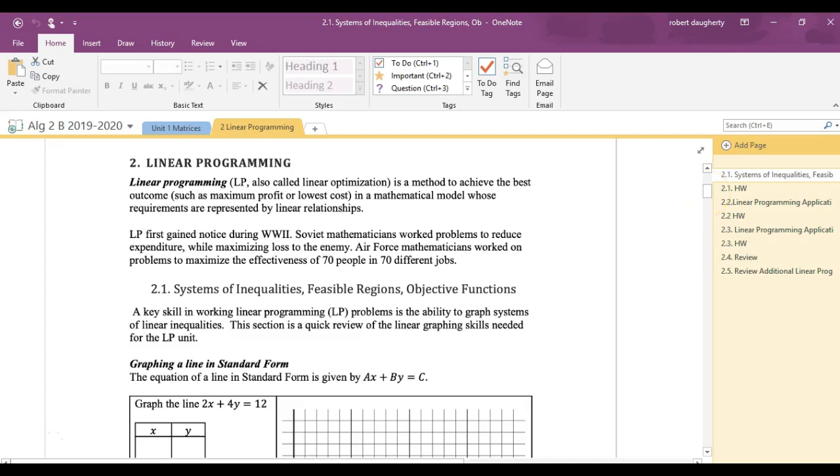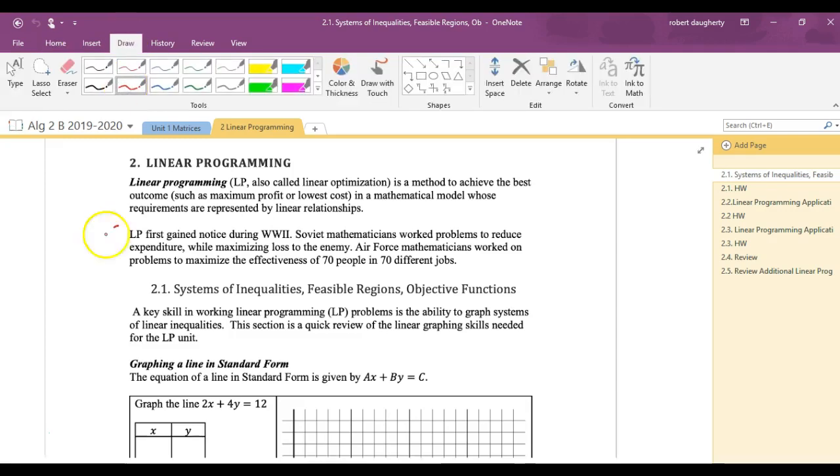Okay, so the topic we have today is called linear programming. It's also called linear optimization. It's a branch of mathematics that's used to do maximization and minimization problems. One of the classic examples where this started was during World War II. Soviet mathematicians were using math to optimize certain expenses, certain things.